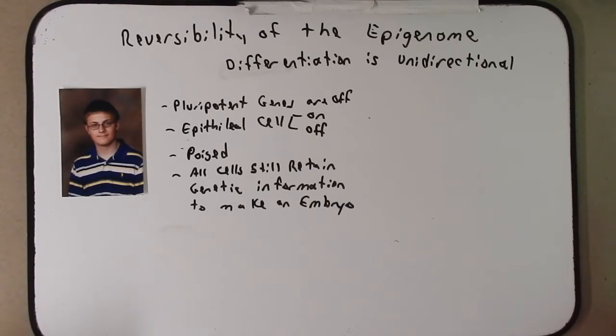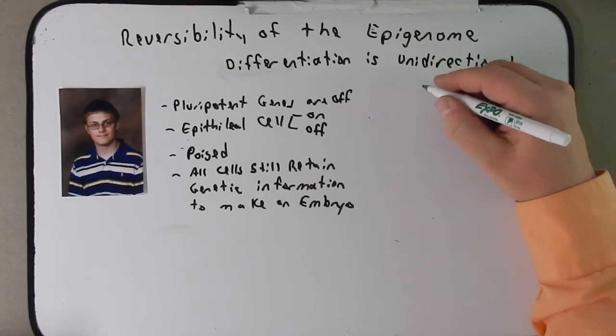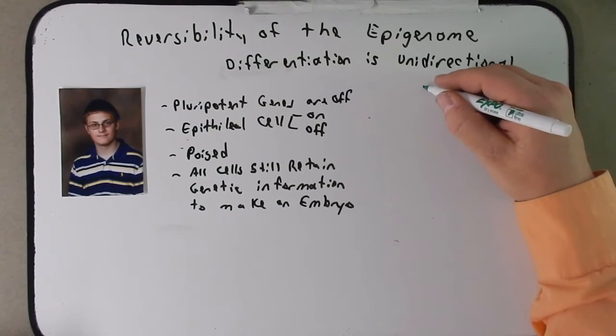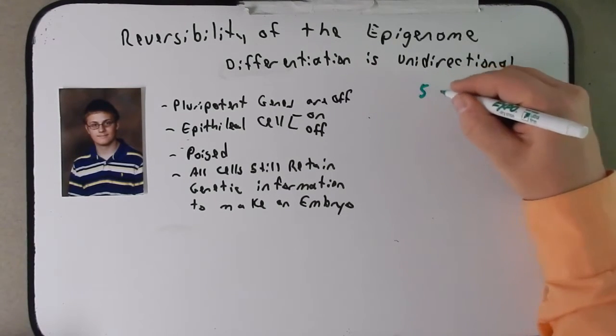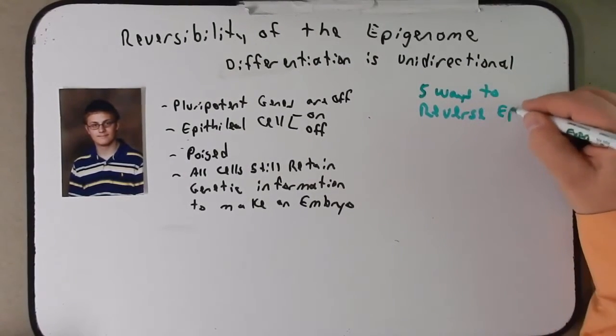Now what we're going to talk about though is how sometimes we can make these cells go backwards. We can force the genomes in any one of his cells or my cells or your cells to sort of remember their past and could set the stage, the genetic stage, for embryonic development. So how can we do that? Your book mentions 4, and I'm going to throw in a 5th as well. So 5 ways to reverse the epigenome.